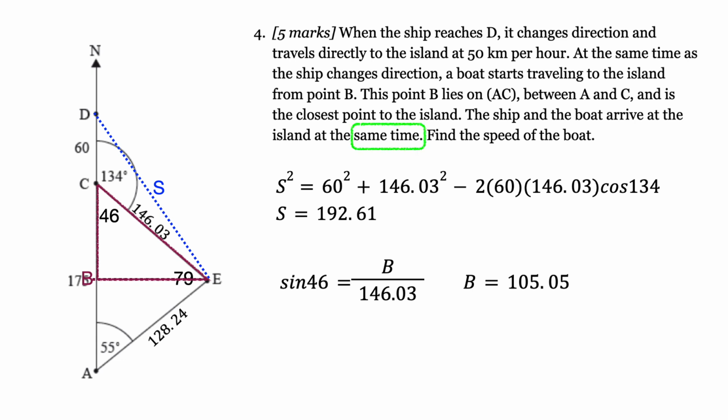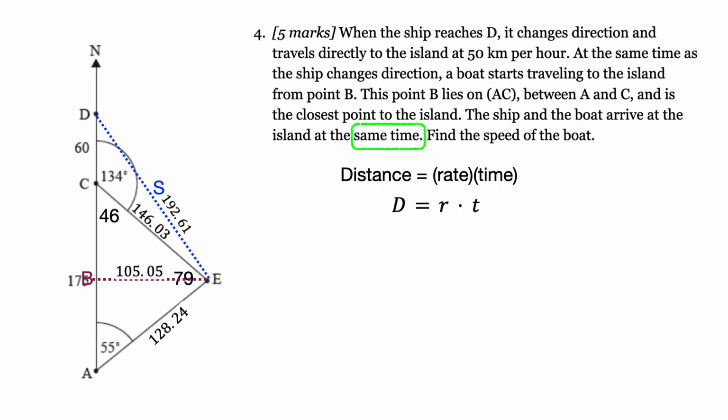Okay, let's continue reading this. The ship and the boat arrived at the island at the same time. So the time that the ship took from D to E and the time that the boat took from B to E is exactly the same. There's a formula called the distance formula. It's rate times time. And since time is the same, let's go ahead and isolate time. Divide both sides by the rate. So time is distance over the rate.